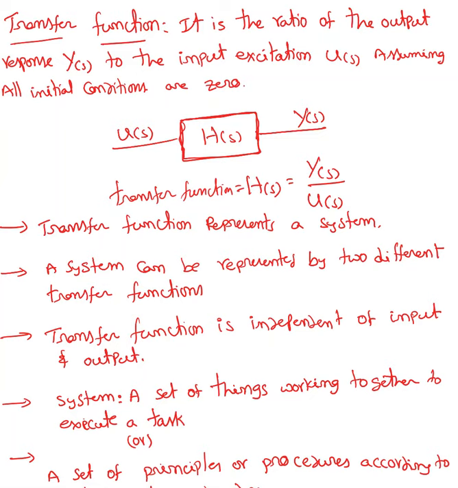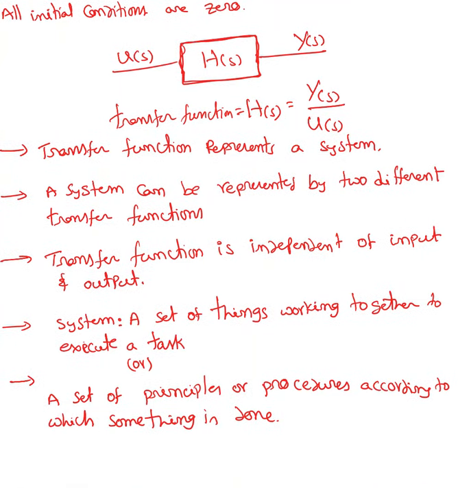Now, the transfer function is nothing but a mathematical equation which represents a system. A system can be represented by two different transfer functions. I will talk about it in a second. Another point is transfer function is independent of input and output. Here I'm saying h of s equal to y of s by u of s, but this h of s is purely independent of these two. This h of s is defined for this system by using state variables. What are those? We'll talk.